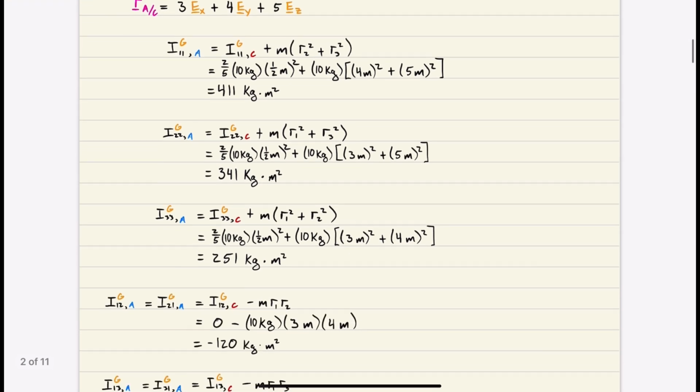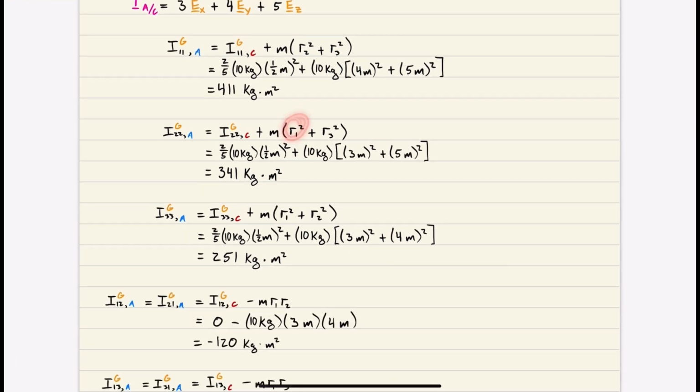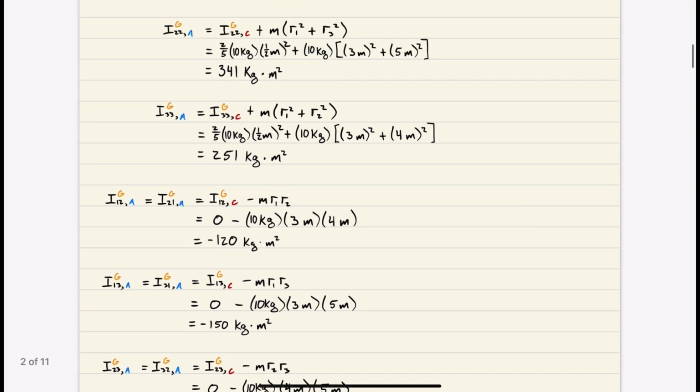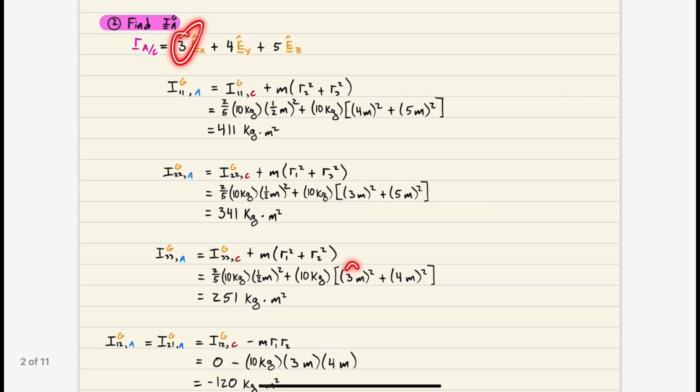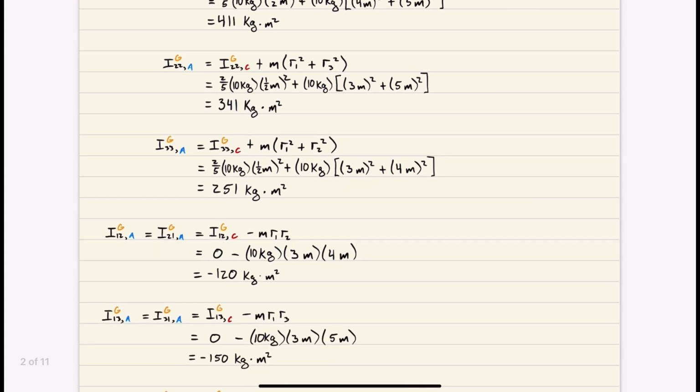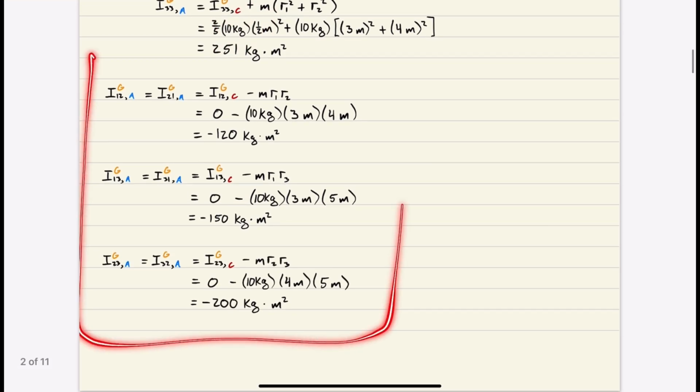411. Okay, and then we do the same thing for the next one, except now we plug in R1 and R3. So R1 is 3 meters squared, and then this is going to be 5 meters squared here, so that's going to be 25 plus 9 is 34 times 10 is 340 plus 1 is 341. Again, I'll do one more, but it's really all the same, right? R1 is 3, and R2 is 4. So 16 plus 9 is 25, times 10 is 250, plus 1 is 251. Right, and then these here are the off-diagonal terms.